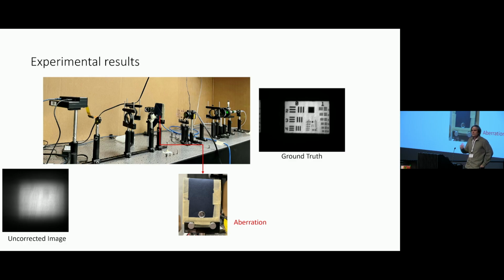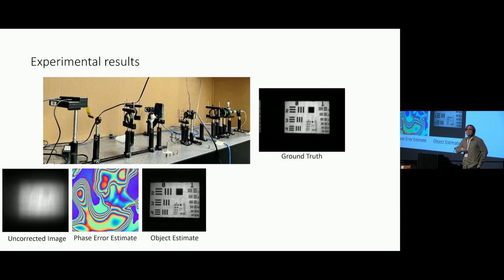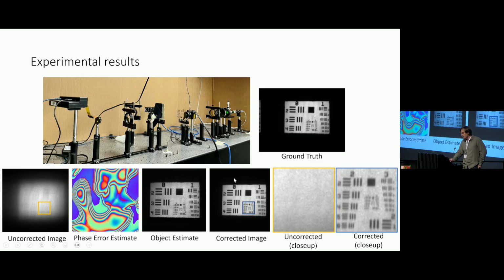So we took this framework and applied it to a fairly simple experimental system where we have a resolution target imaged through various optical aberrations, in this case some glass covered in nail polish. And you get an uncorrected image that looks like this. But if you take this framework where you capture maybe 50, 100 measurements, you can reconstruct phase error estimates that look like this, object estimates that look like this, and take that estimate, optically correct to get something that's right at the diffraction limit of the system, and obviously much better than what you get without any correction.